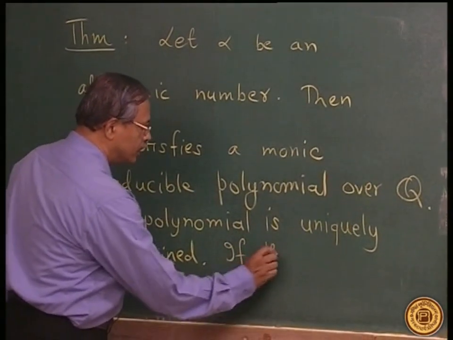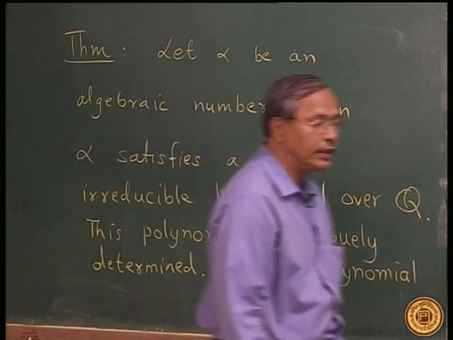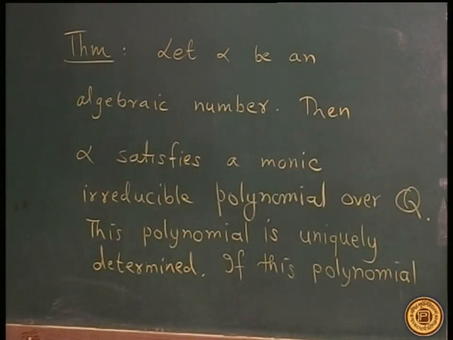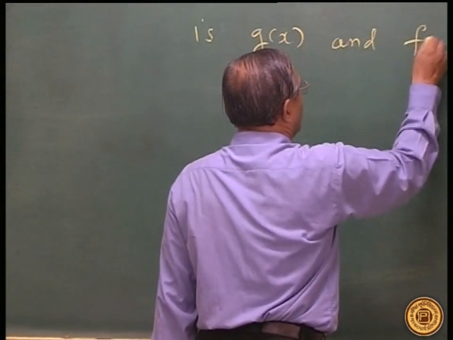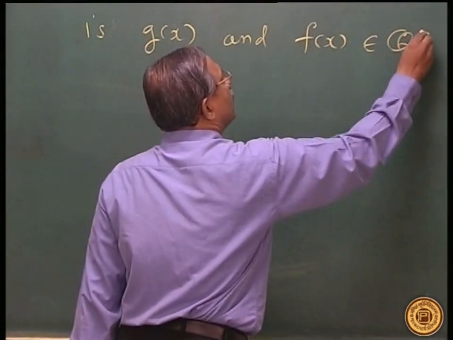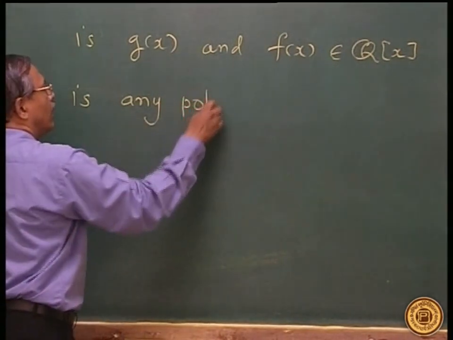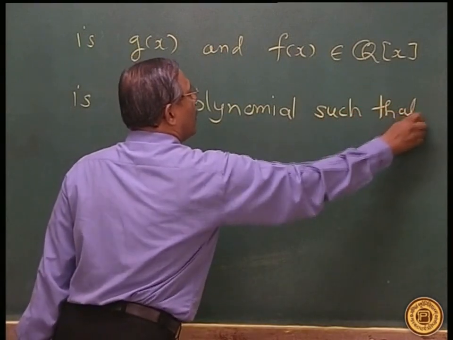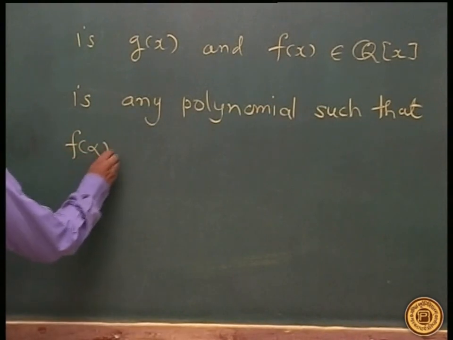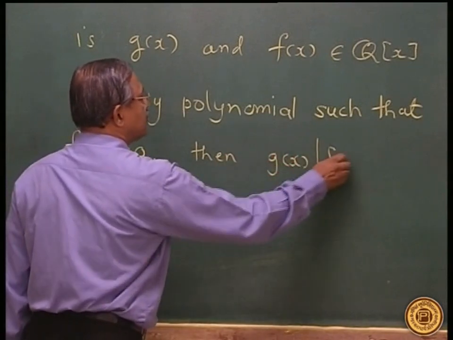If this polynomial is g(x), and f(x) in Q[x] is any polynomial such that f of alpha equal to 0, then g(x) divides f(x).